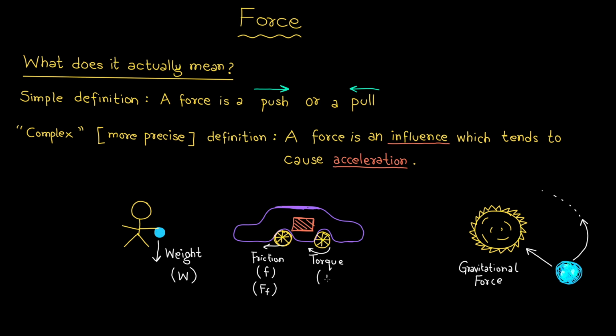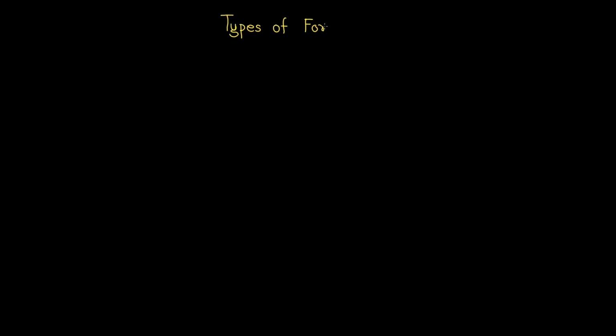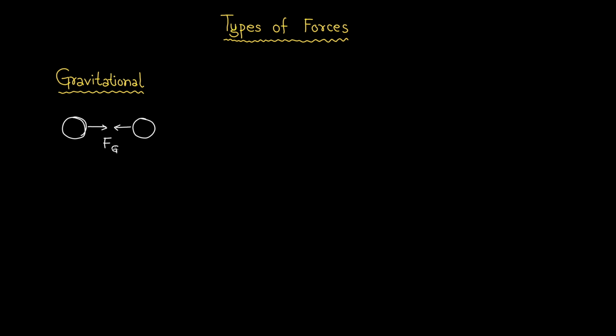And it's also useful to know what the symbols for these forces are, which are on the screen right now. Now we're going to discuss the types of force, and the first force we're going to look at is the gravitational force. The gravitational force acts whenever there are two masses separated by a distance. It's given by the symbol Fg, and the formula is Fg equals G times the mass of the first object times the mass of the second object over the square of the distance between them.